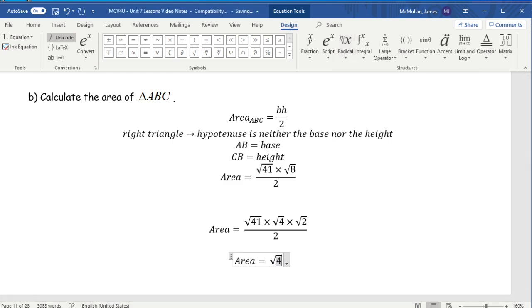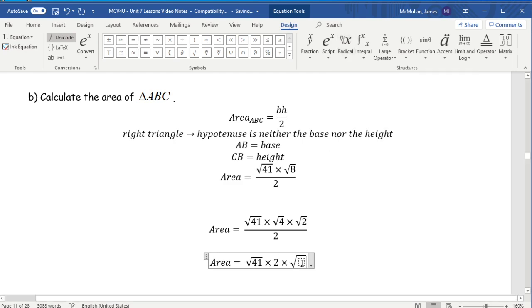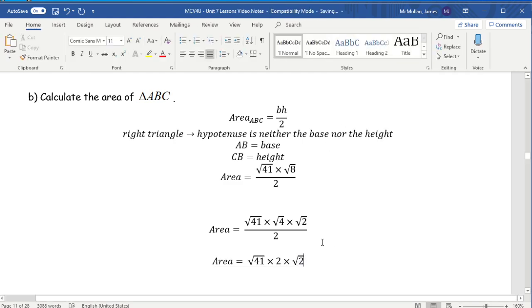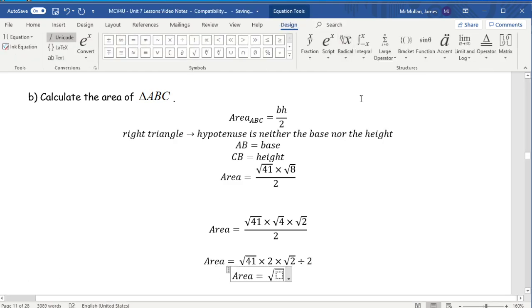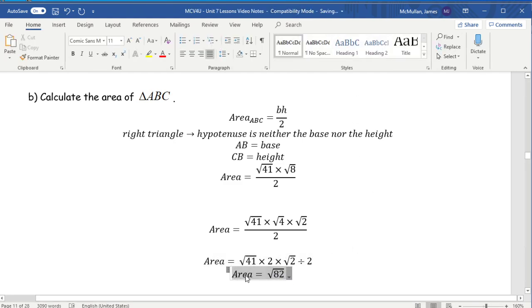What you can make simpler though is root 4, which we know is just equal to 2, times root 2, and then all of this needs to be divided by 2 at the end. So the 2's and the 2's cancel out. We get root 41 times root 2, which is the square root of 82, and that would be the area of the triangle.